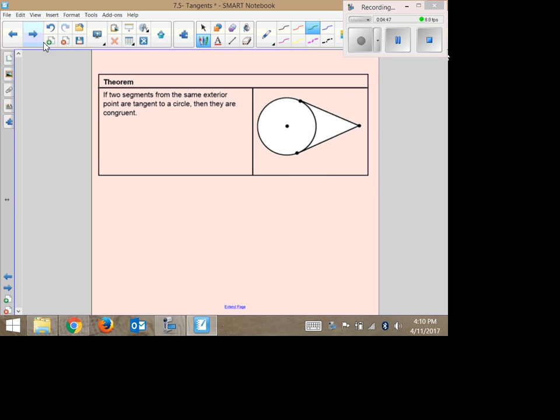All right, so another theorem. If two segments from the same exterior point are tangent to a circle, then they are congruent. So here we have one point, and both tangents go to that point. And so that's saying that these two tangents, or these two segments here, are congruent.